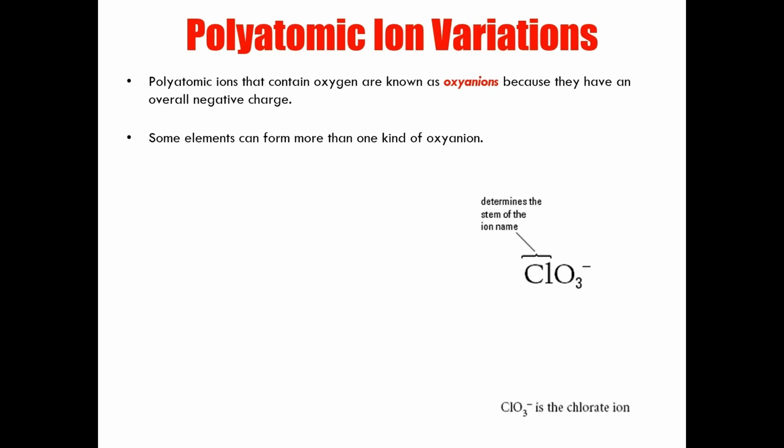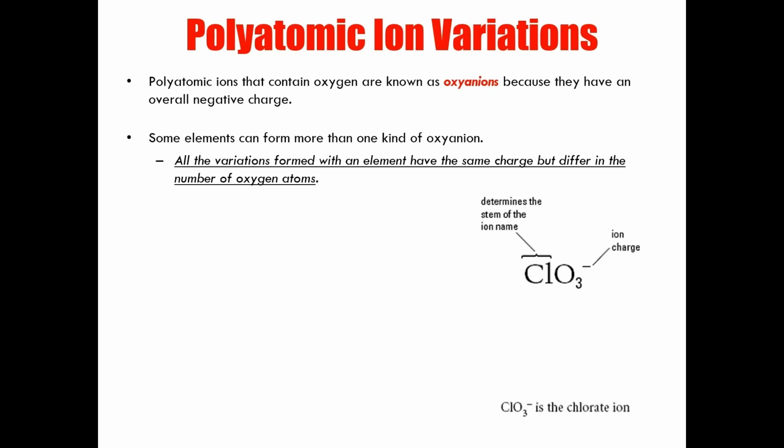In speaking of variations, the elements that form the root of polyatomic ions can actually form more than one kind of polyatomic ion. The example I have here is chlorate. Now, chlorate is primarily based off of chlorine. We call that the stem of the polyatomic ion. Now, chlorine can form many different kinds of variations with oxygen to form different kinds of oxyanions.